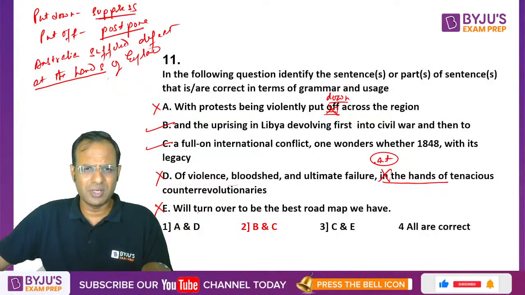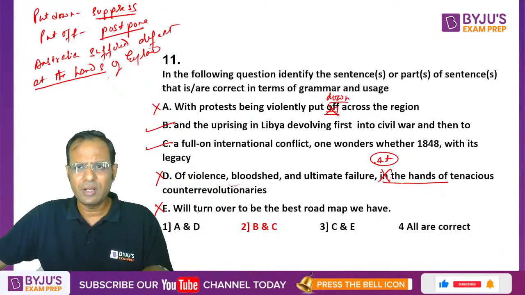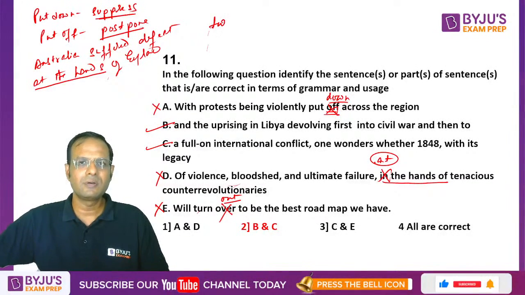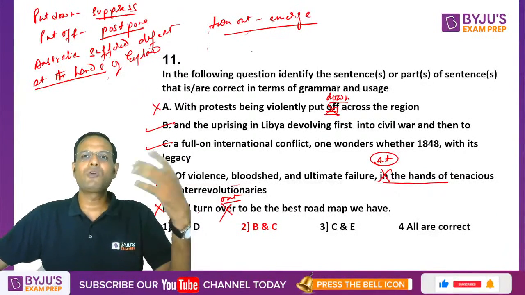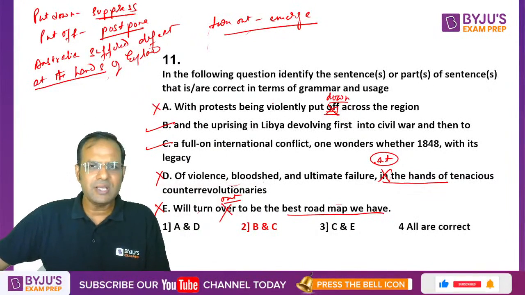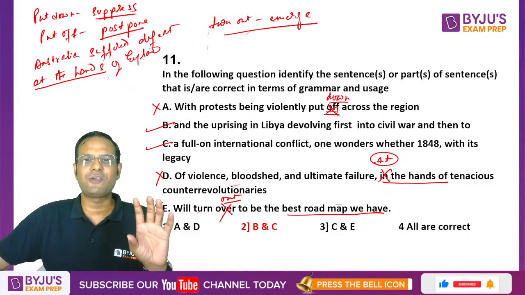Let's look at the last one. Read from here. In the hands of tenacious counter-revolutionaries will turn over to be the best. No, will turn out to be the best. Turn out का मतलब होता है to emerge, to come out victorious, to turn out to be the best roadmap we have. So these are some of the corrections that we needed.